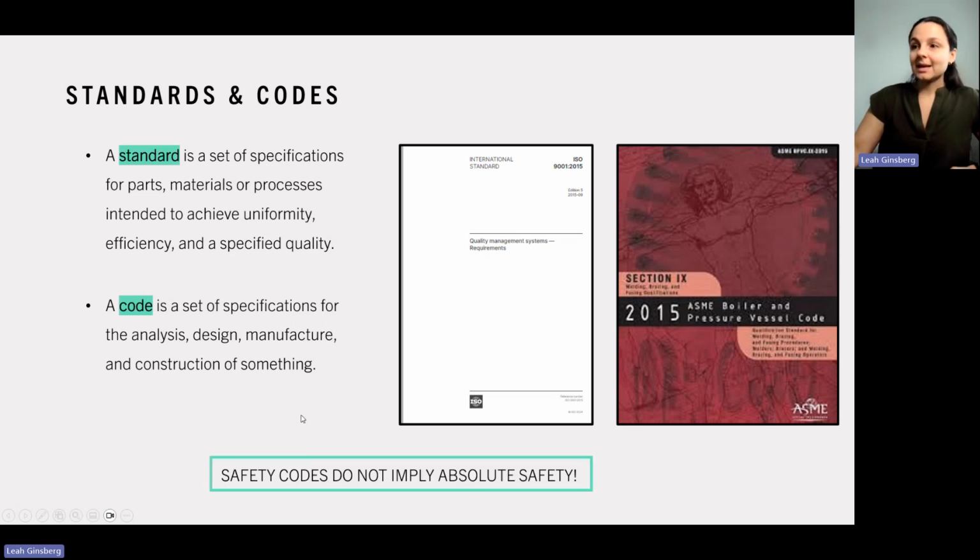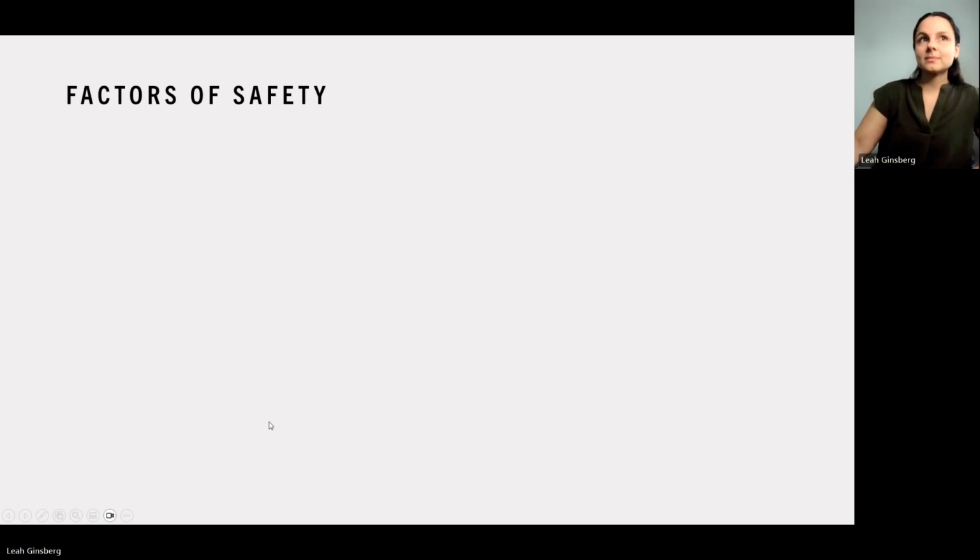Now, safety codes do not imply absolute safety. So designing a machine to a specific safety code does not imply that it will be absolutely safe forever. There are many other checks that need to go into place. These are simply some of the steps that you can take to help create a safe and efficient design that also meets industry standards and requirements.